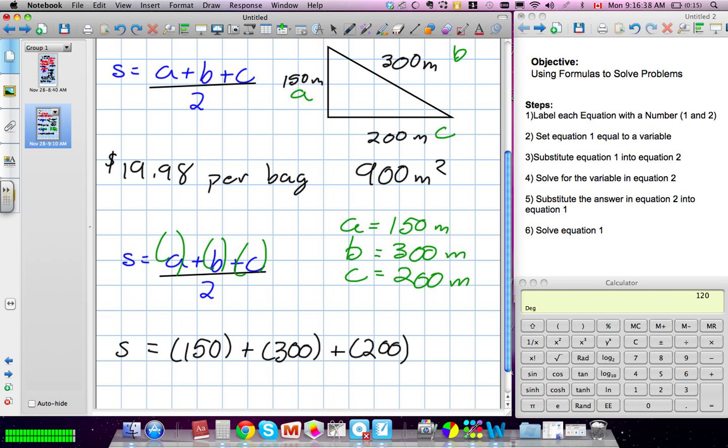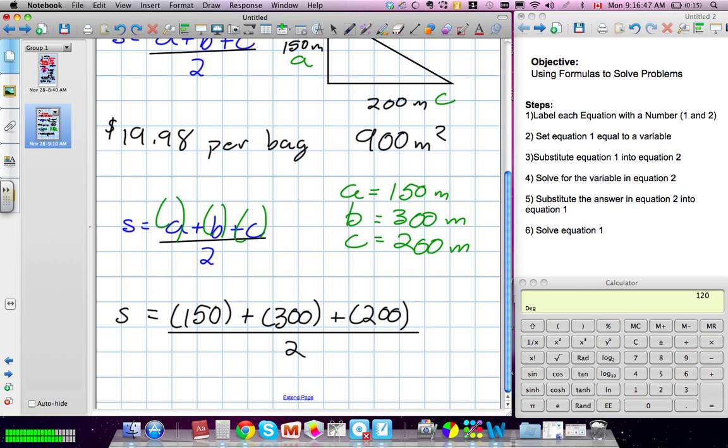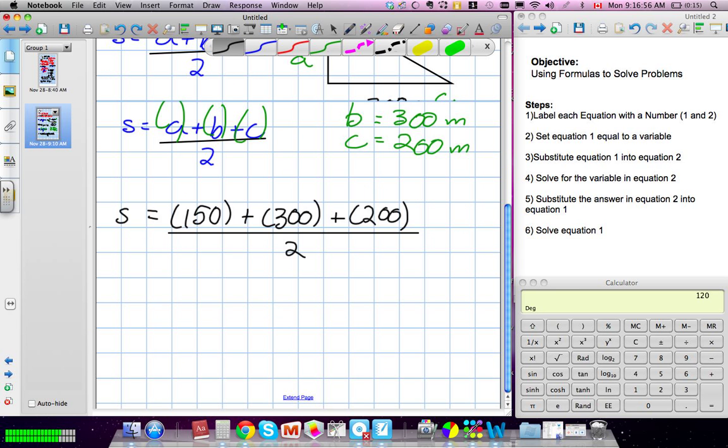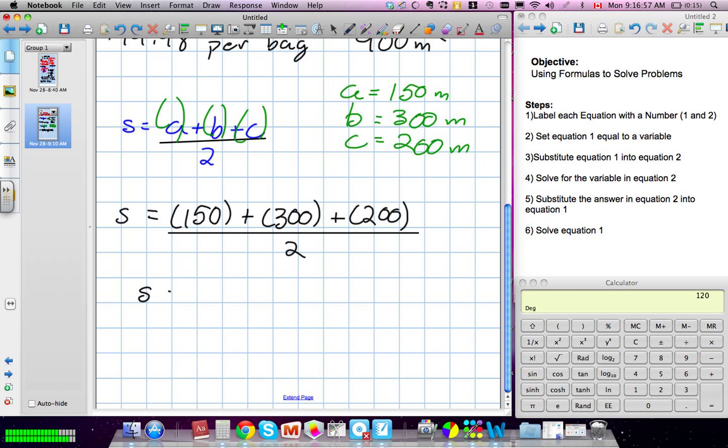We're going to need to calculate that. So we have 150 plus 300 is 450, plus 200 is 650. So S is equal to 650 divided by 2. S will be equal to 325. So our S variable is 325.